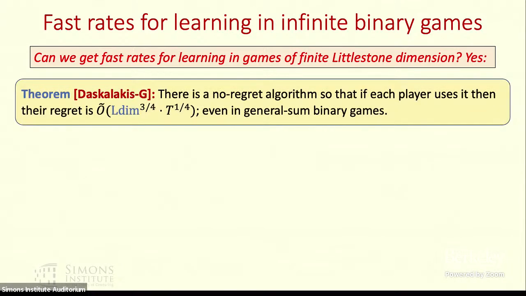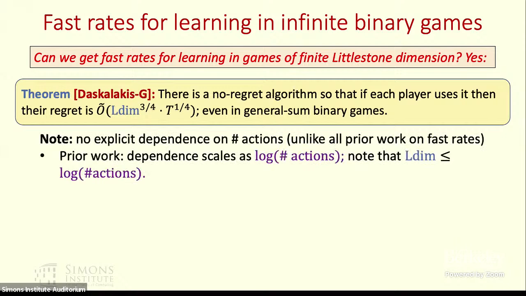We show that there's a no regret learning algorithm such that if each player uses it, then the regret in games scales as t to the 1/4 times a polynomial in Littlestone dimension. And this holds even in general sum binary valued games. This gets the fast rates that we wanted. The important thing to note is that it has no explicit dependence on the number of actions, unlike basically all prior work getting fast rates for learning in games. In particular, the dependence on the number of actions in the prior work is the logarithm of the number of actions. This result can be viewed as a sort of improvement upon that, because Littlestone dimension is always bounded above by the logarithm of the size of the action space.